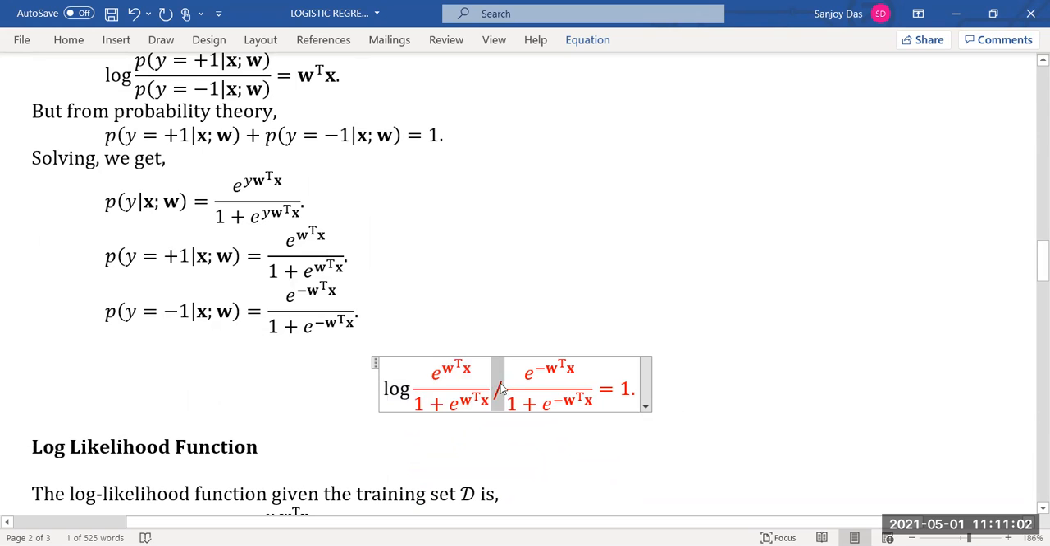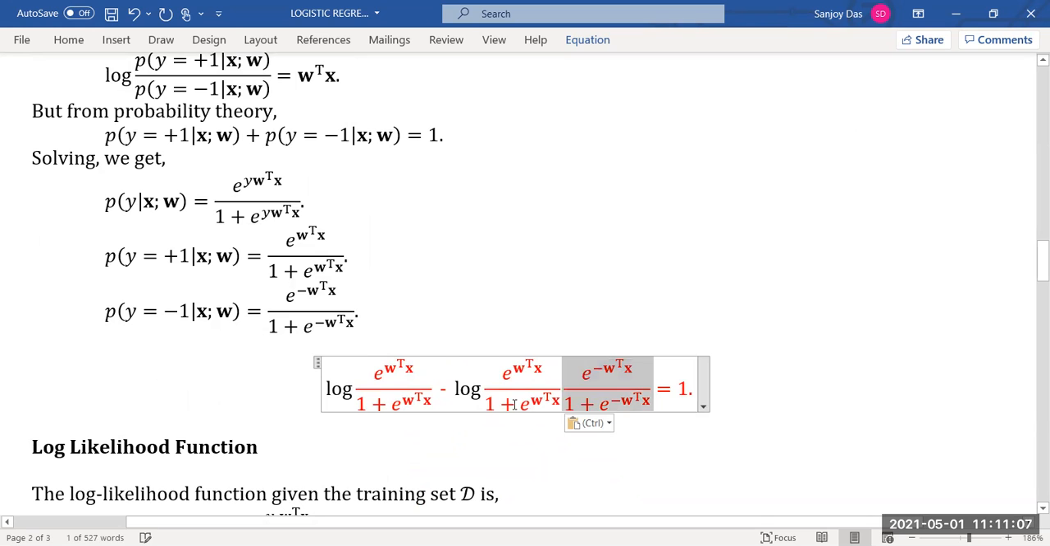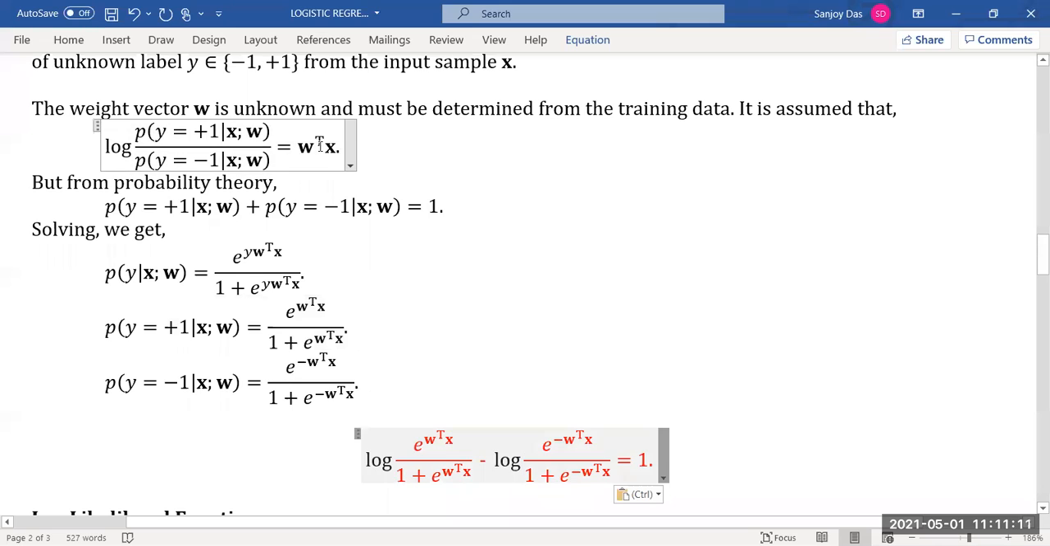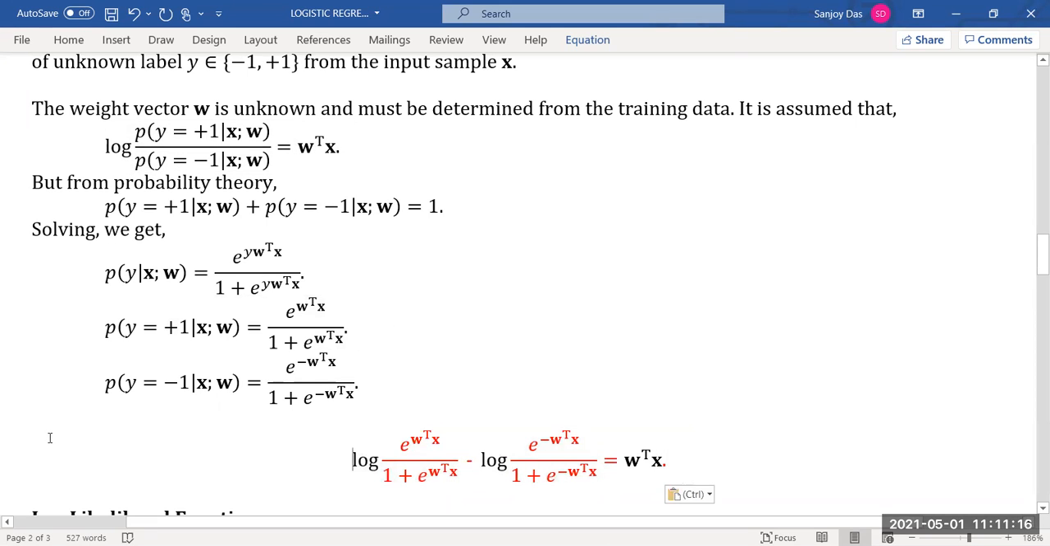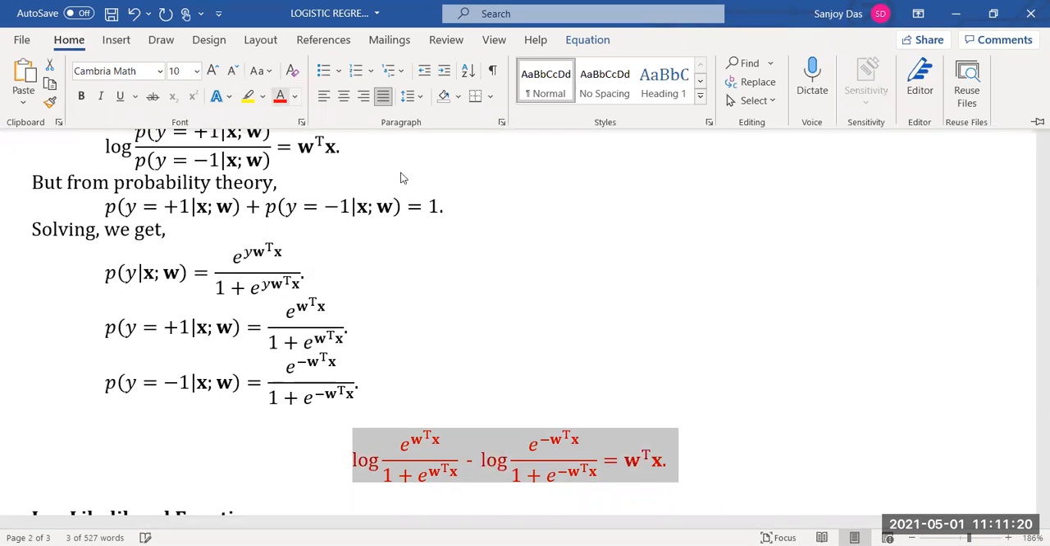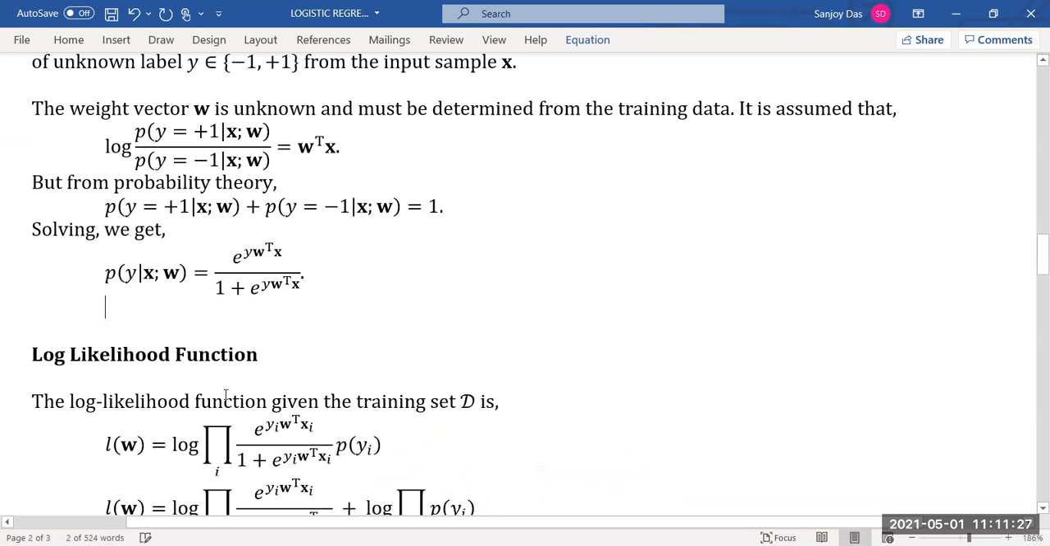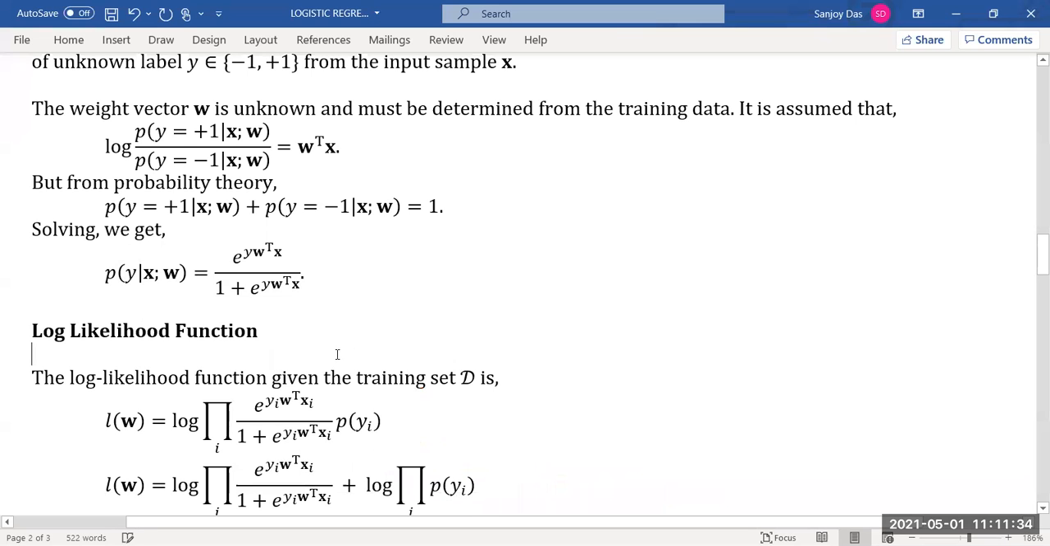Now this becomes minus, right? Minus log of this should be equal to W transpose X. So these two expressions can easily be shown to be true, and you can verify this. Are you guys all clear? Yes.